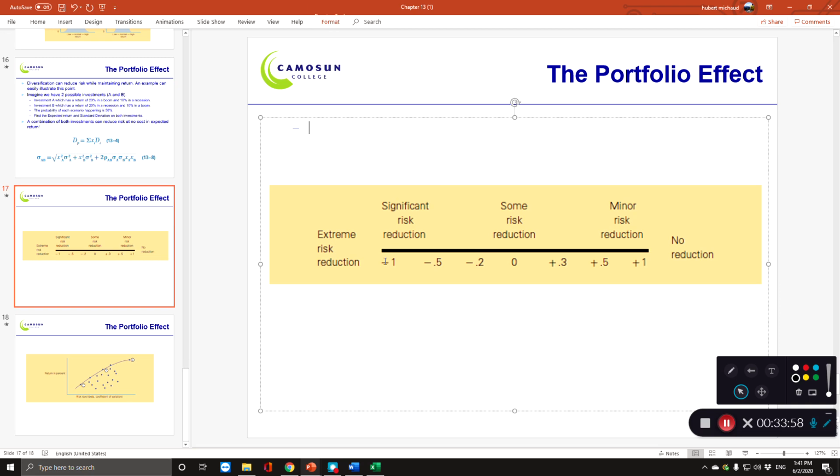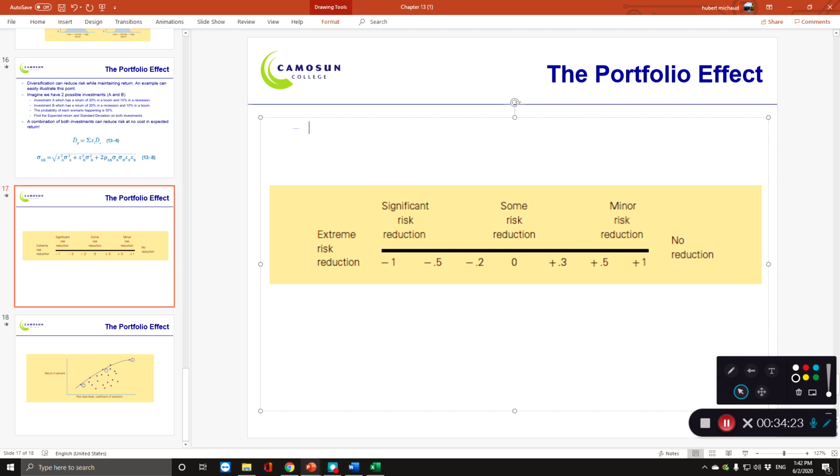Okay, so this is the essence of this slide. When you have -1 correlation, you can get significant risk reduction. When you have a correlation of 0, you can get some risk reduction, and when you have a correlation of +1, you get no risk reduction at all. You can't do anything. With +0.5, you get some risk reduction, but not as much. So that's a really important concept.